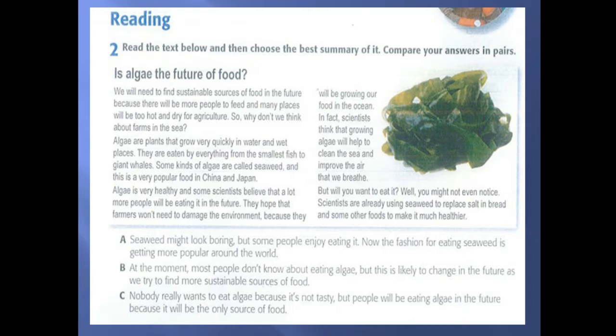The passage introduces a new sustainable source of food, which is algae. As you can see in the picture, this is algae. Some kinds of algae are called seaweed, and it's very popular in China and Japan. Scientists say that it's sustainable as it cleans the sea and improves the air we breathe.